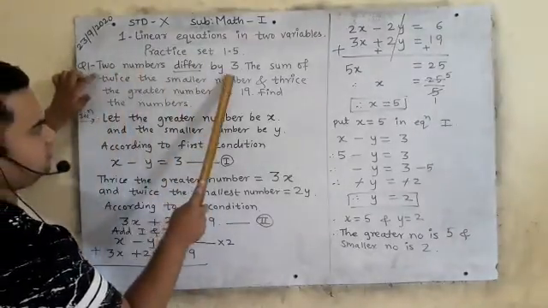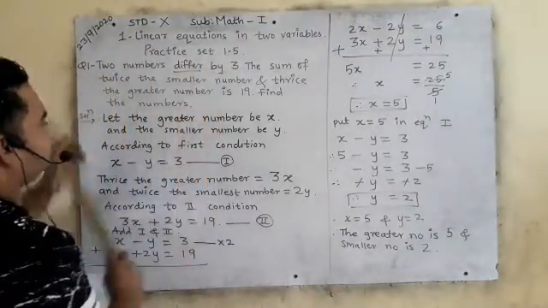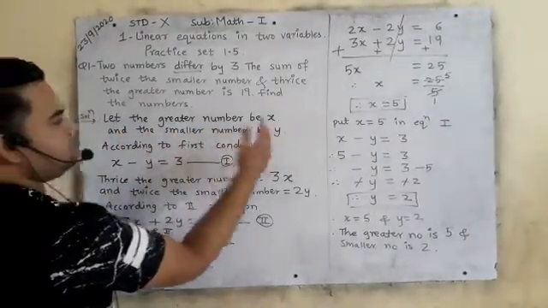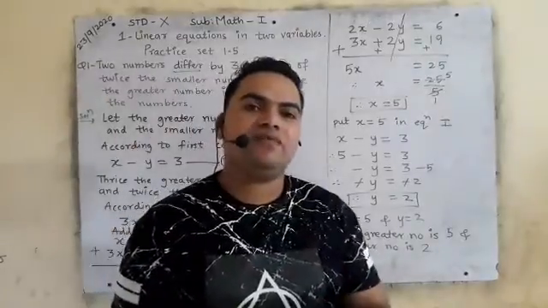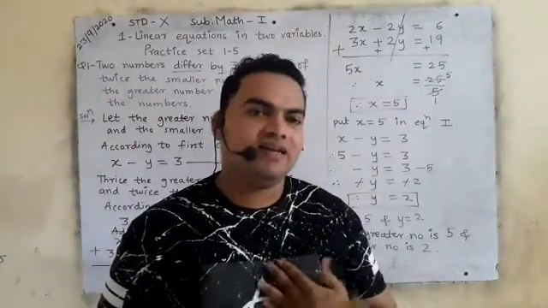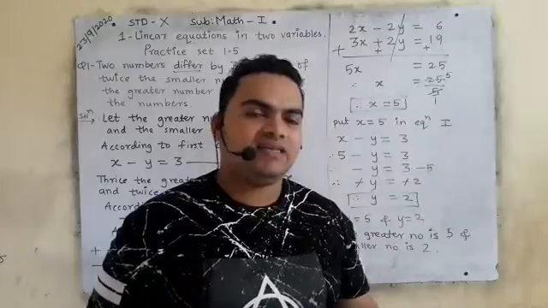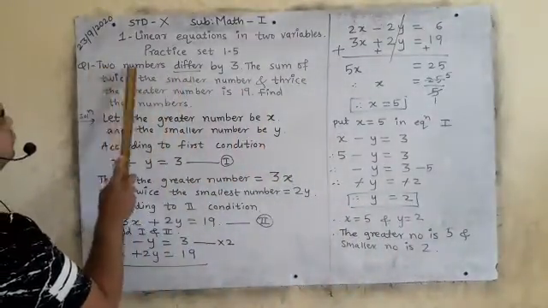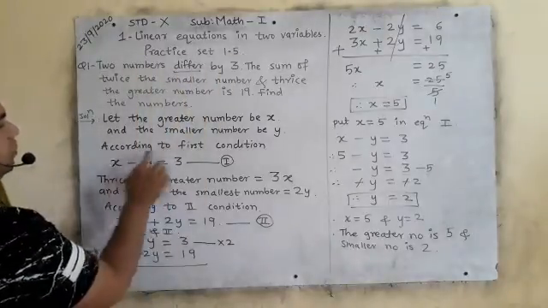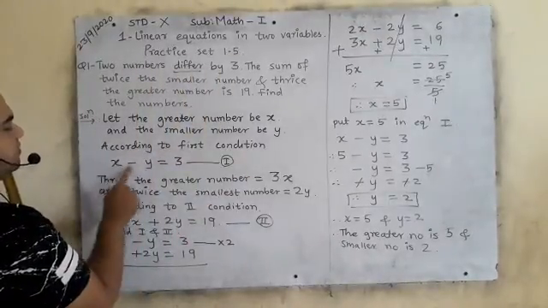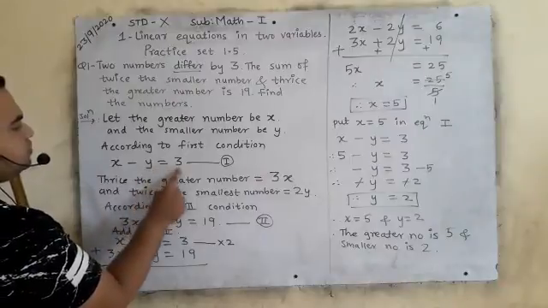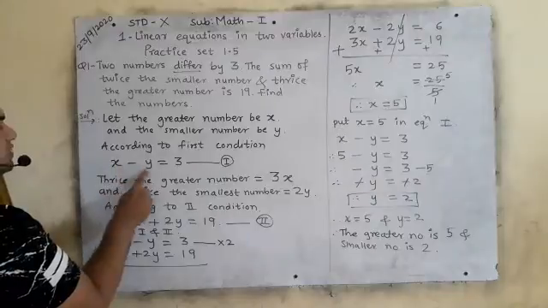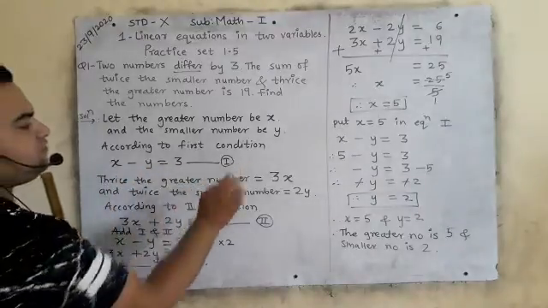This is the first condition: two numbers differ by 3. Let the greater number be x and the smaller number be y. Why have we considered x and y? Because the numbers are not given. According to the first condition, greater number minus smaller number is equal to 3. Differ means difference, difference means subtraction. x minus y is 3. This is my first equation.